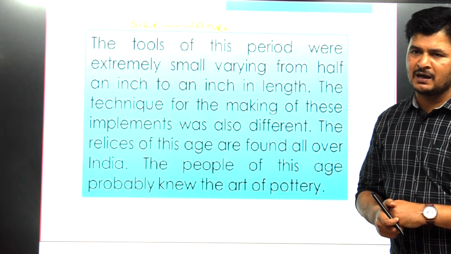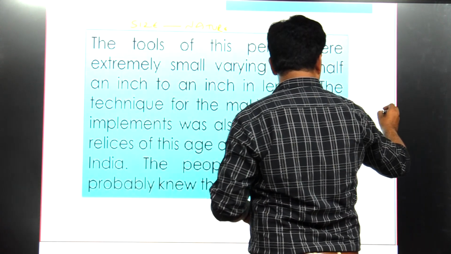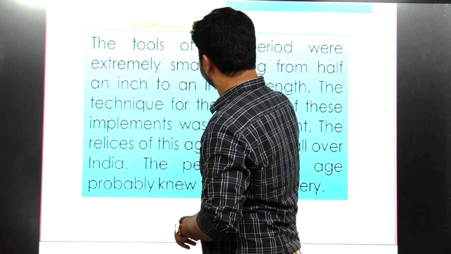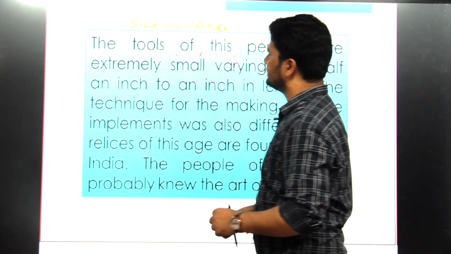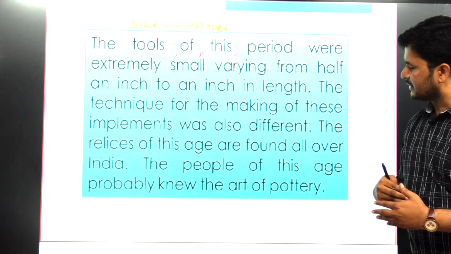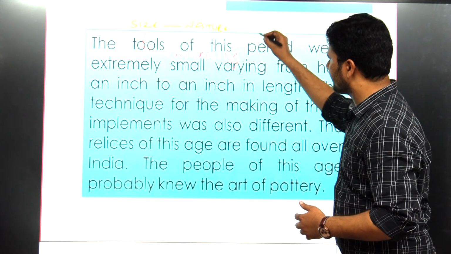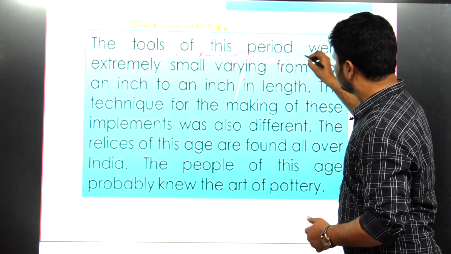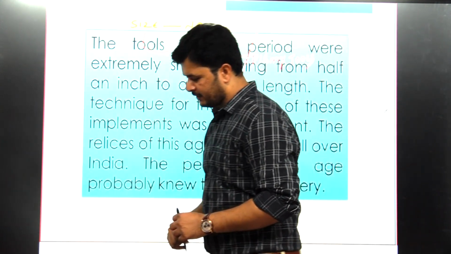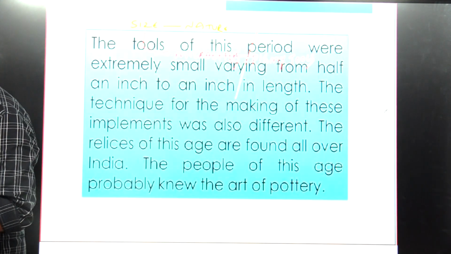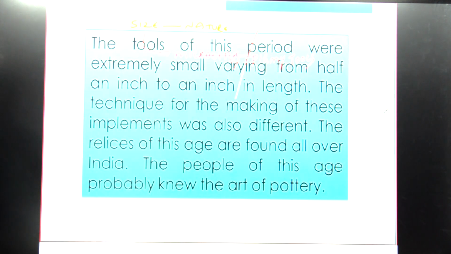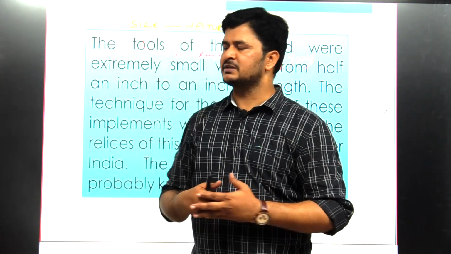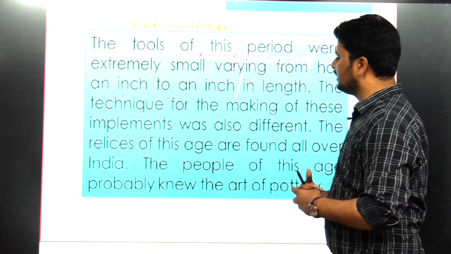Since tools were smaller in size, nothing is wrong in calling them microliths. In some texts you also come across, in fact, as a previous question, they were also called pygmy tools. I repeat, Mesolithic tools, otherwise called microliths, reason being they were very small in size, ranging from 1 centimeter to 8 centimeters, and they were also called pygmy tools.